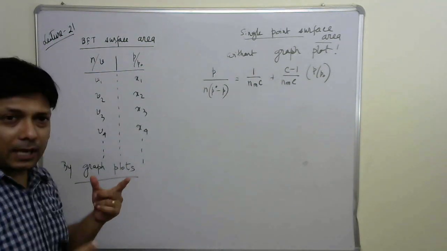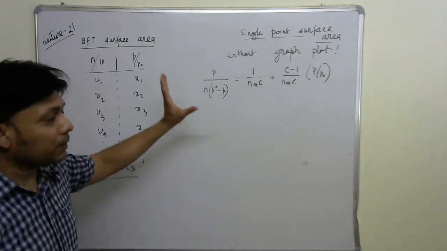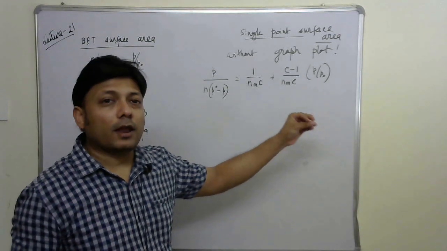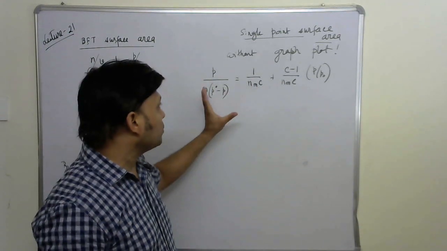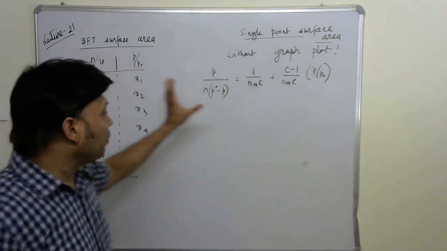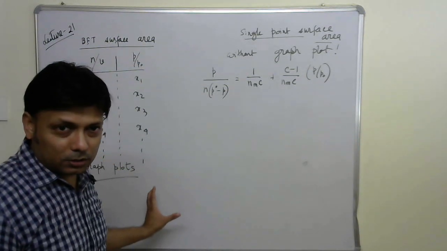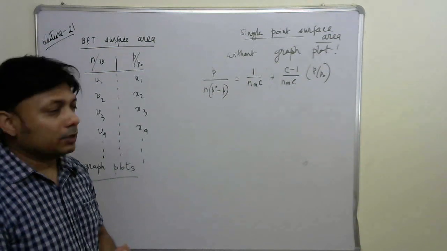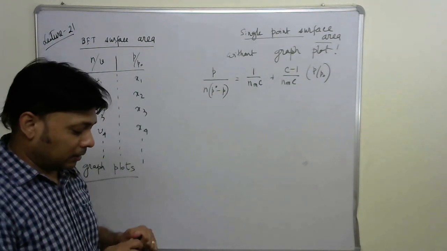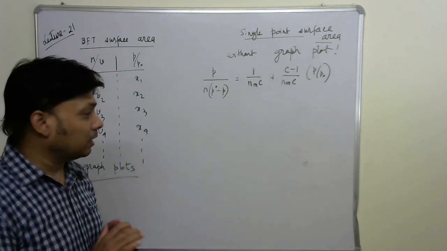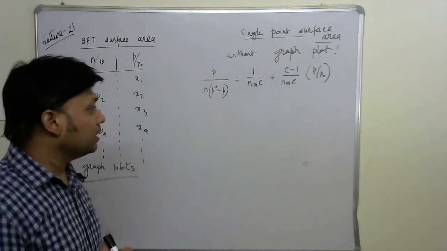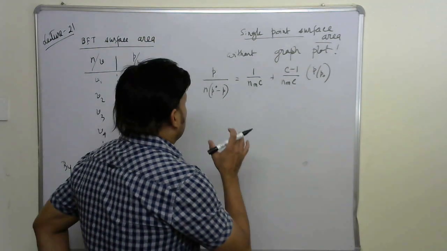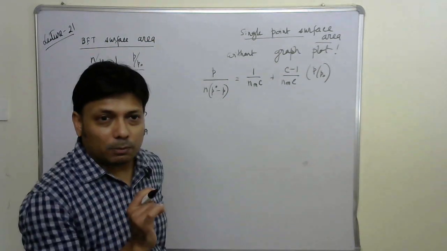But there is another method that also comes from the BET equation, where it gives you an opportunity to find out the surface area without drawing any graph plot, and that method is called the single point surface area method. That's a quick method, and you can easily do it by just looking at the data. So how is it done?